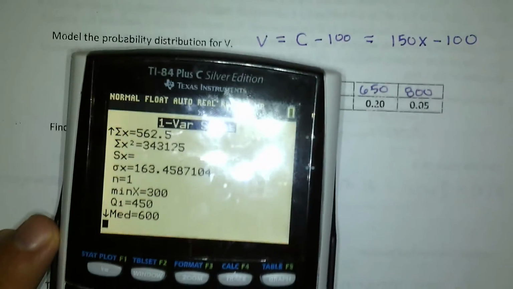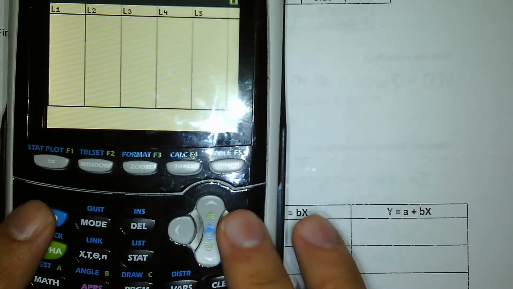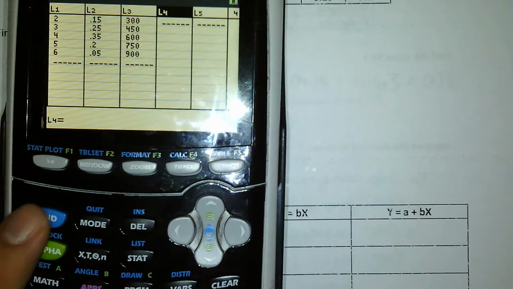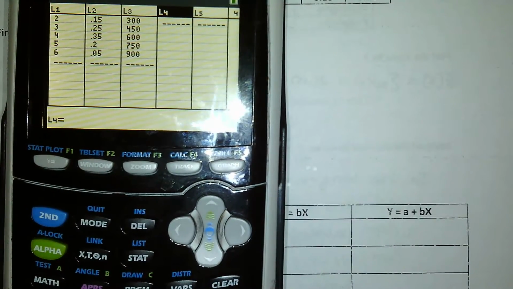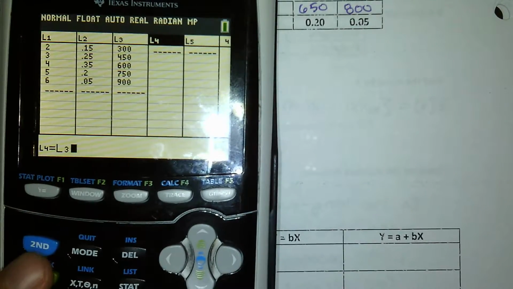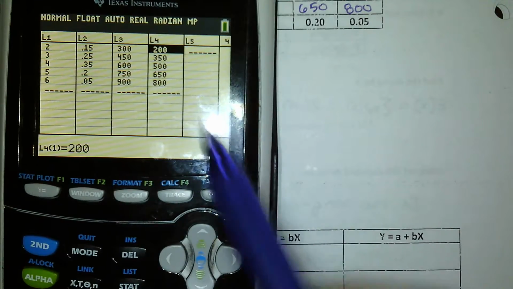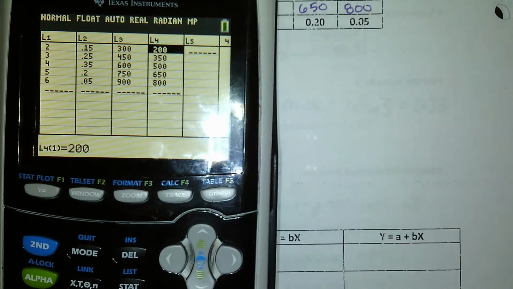In the calculator, that looks like the following. Stat, edit, and in L4, we're going to go here. Well, we know you can do one of two things. You can do L3 minus 100, or you can type in this function here that we've modeled. So I'm just going to take the cost per group size, and I'm going to subtract off the 100. And then voila, we get our values here.